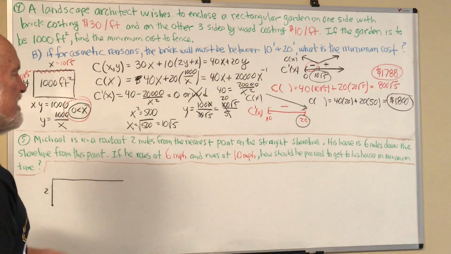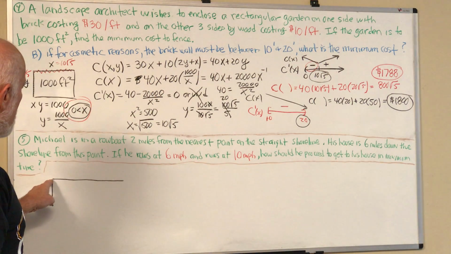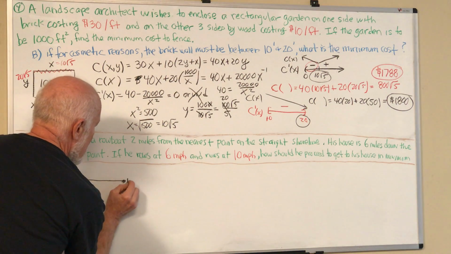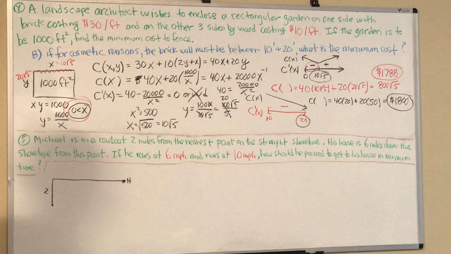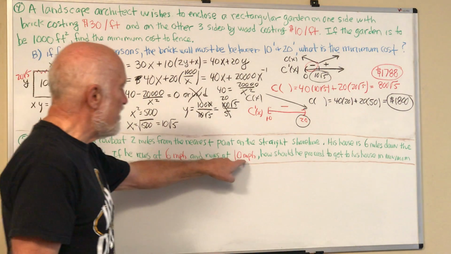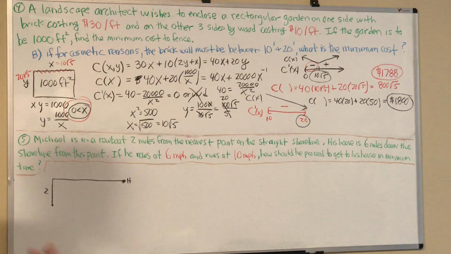What else do we know? His house is 6 miles down the shoreline from this point. So here's his house right here. And we know how fast he rows, 6 miles per hour, and he runs a little bit faster at 10 miles per hour. It says, how should he proceed to get to his house in minimum amount of time?